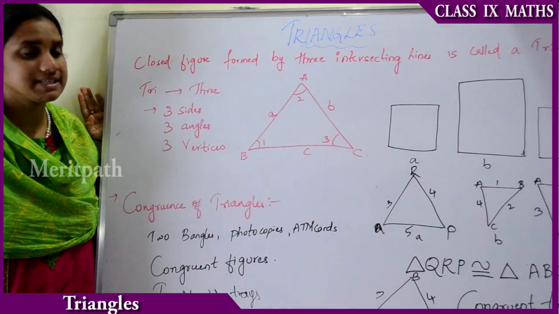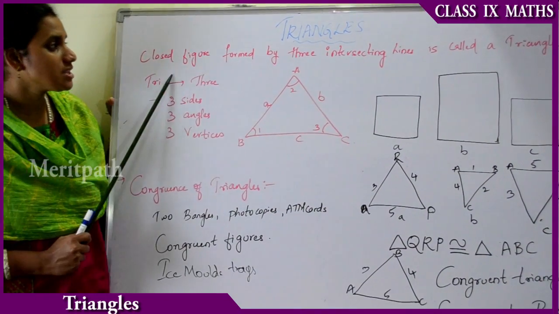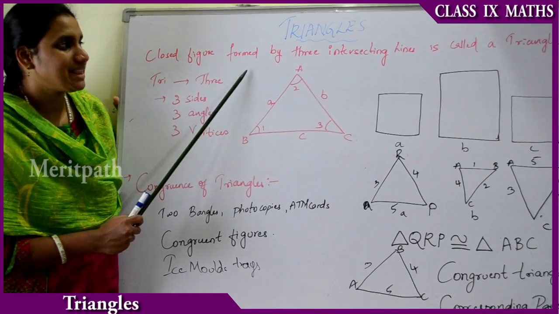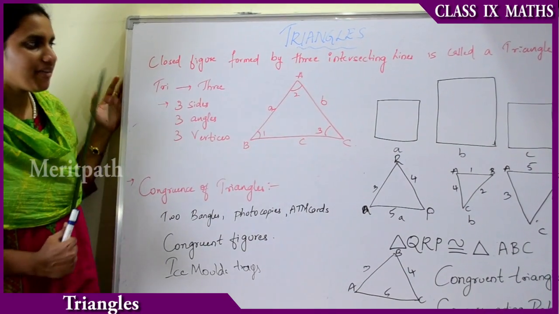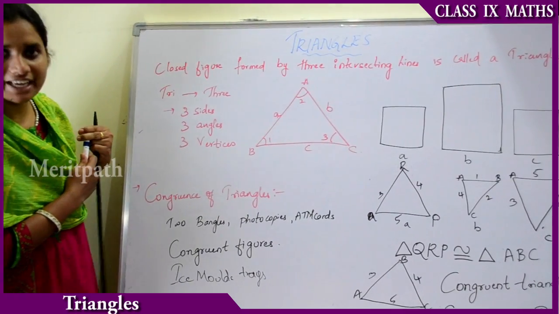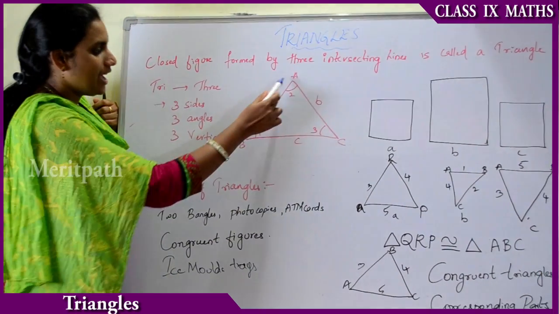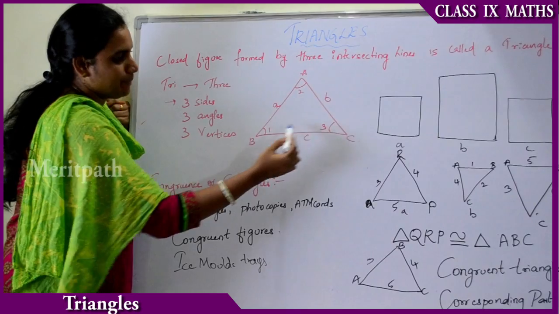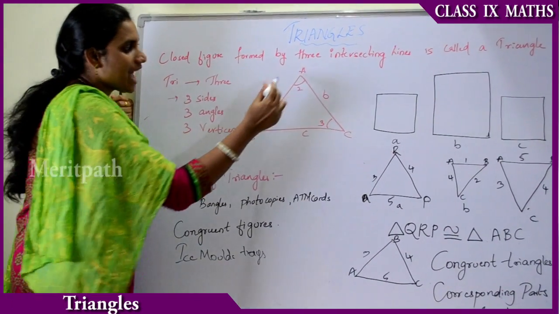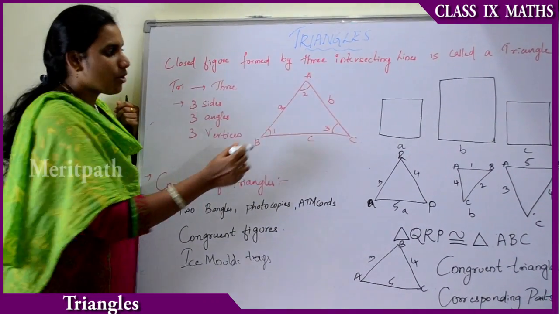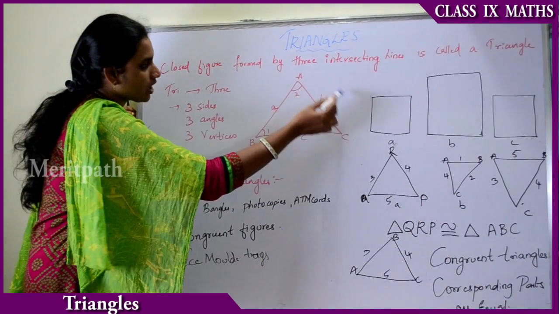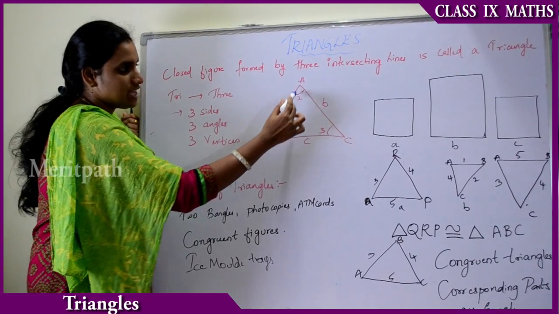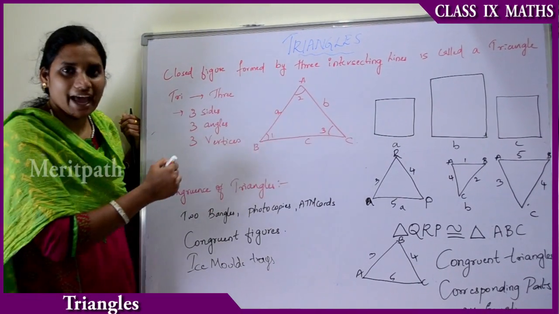Properties of triangles. A closed figure formed by three intersecting lines is said to be a triangle. For example, let us take three lines, that is AB, AC and BC. When these three lines intersect at common points, that is A, B, C, they will form a closed figure, right? And this figure is said to be a triangle.